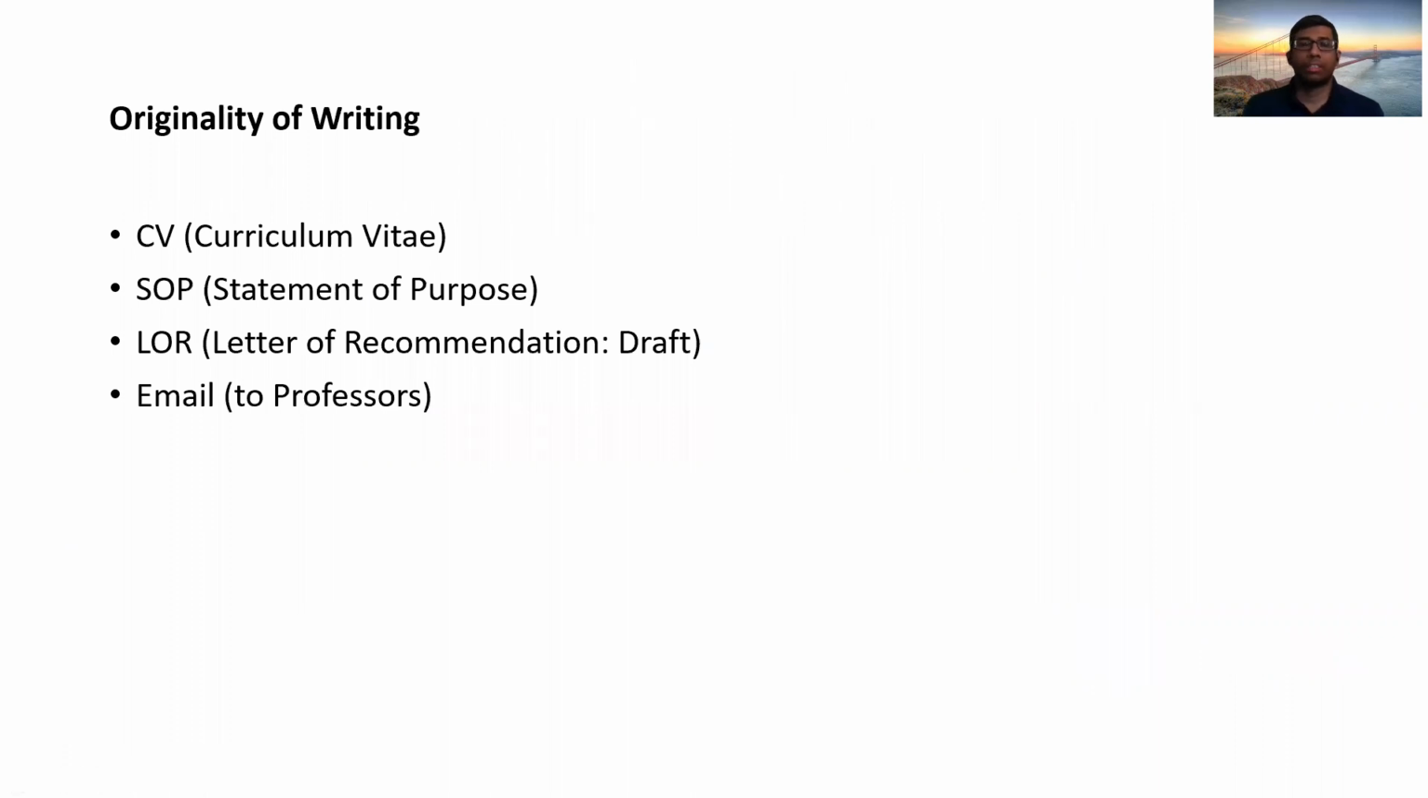There are several documents that students have to prepare when they apply to grad school, such as a detailed CV, a statement of purpose to justify their reasoning on why they're applying to that particular school, and they generally have to provide several letters of recommendation, for which the faculty sometimes ask them to prepare the draft, and also they have to send a lot of emails to the professors expressing their interest for research with them. So I will discuss all of them and how to avoid the pitfalls relating to them.